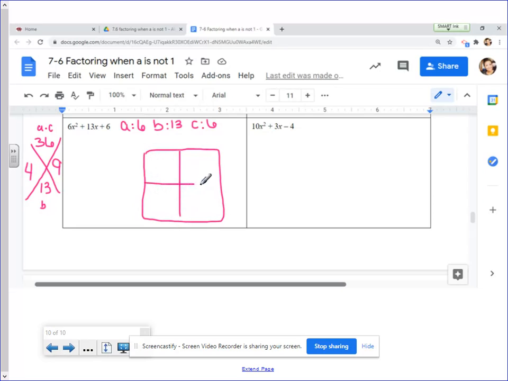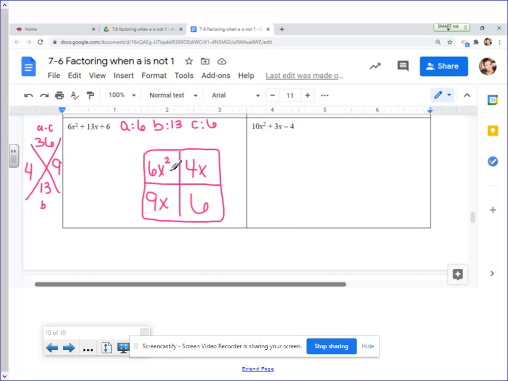In the very top left, you're going to put your first term, 6x squared. In the boxes diagonal from each other, you're going to put your two answers to the puzzle. I'm going to put 9x here, and I'm going to put 4x here. You can switch it. You'll get the same answer. It doesn't matter which one you put where. Then in your very last box, you're going to put your C, which is 6.